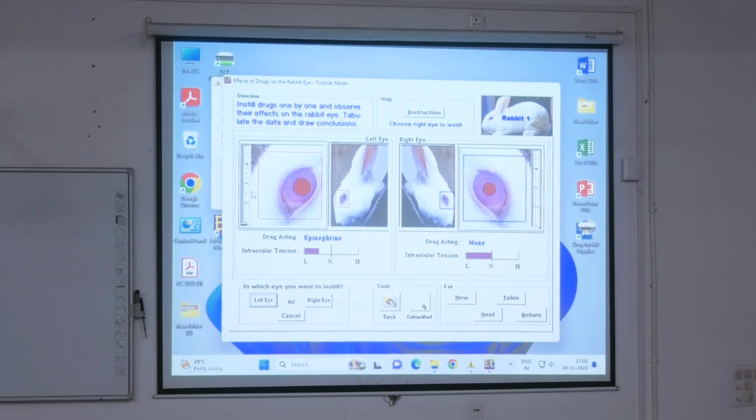So there is mydriasis with epinephrine. Now what will we see in the light reflex? No response. This is the normal right eye: constriction of the pupil, light reflex present in the normal eye, but light reflex is lost in the epinephrine instilled left eye.